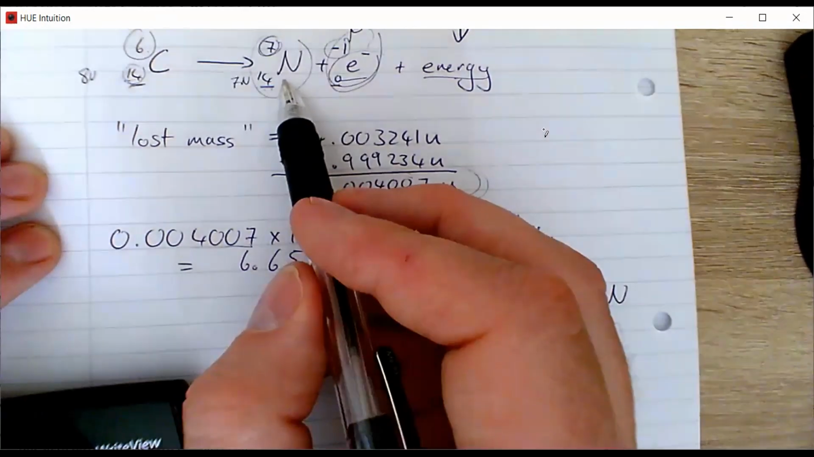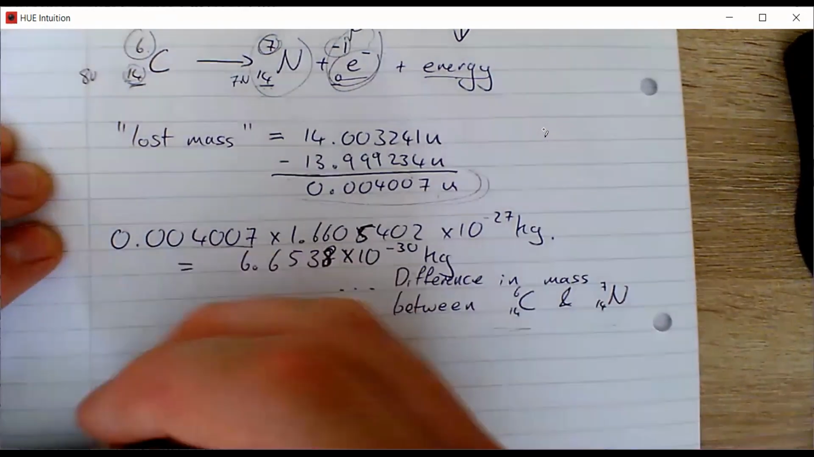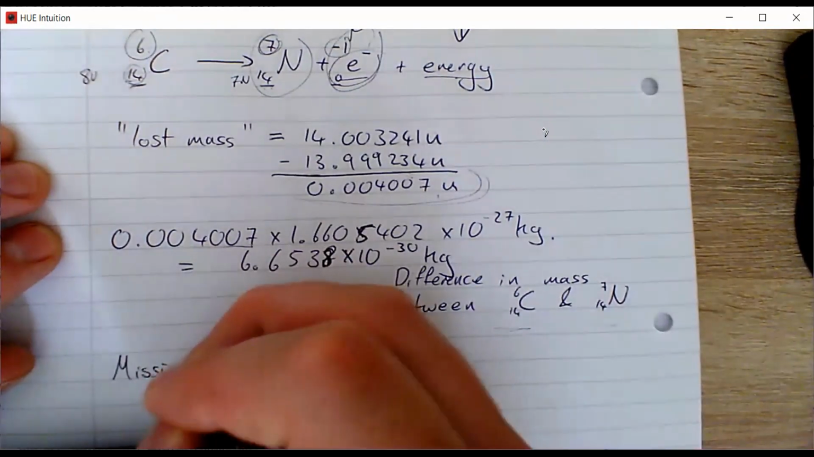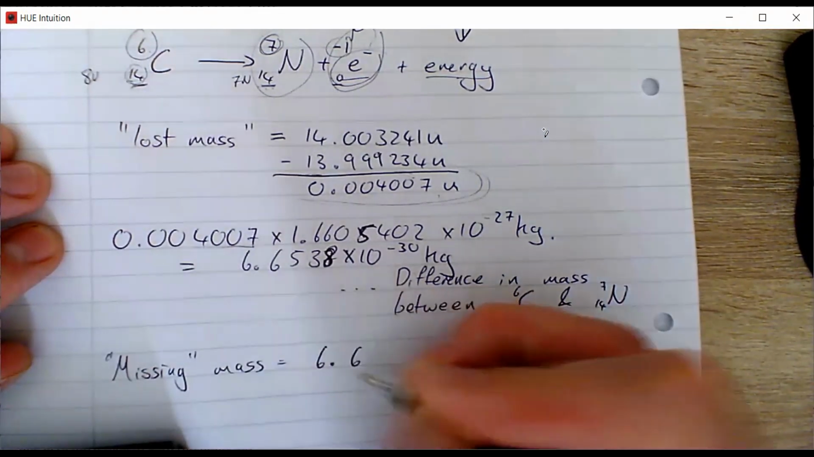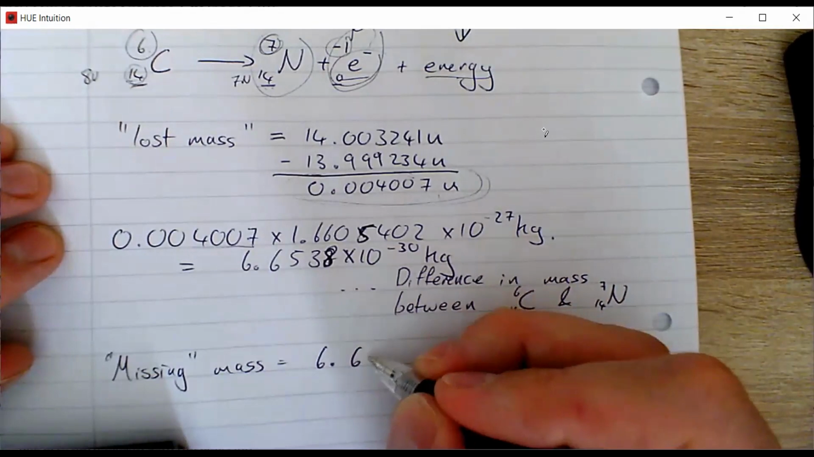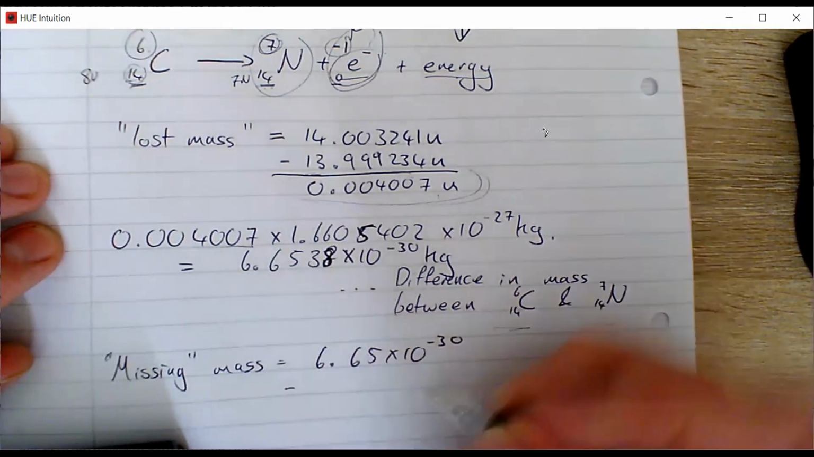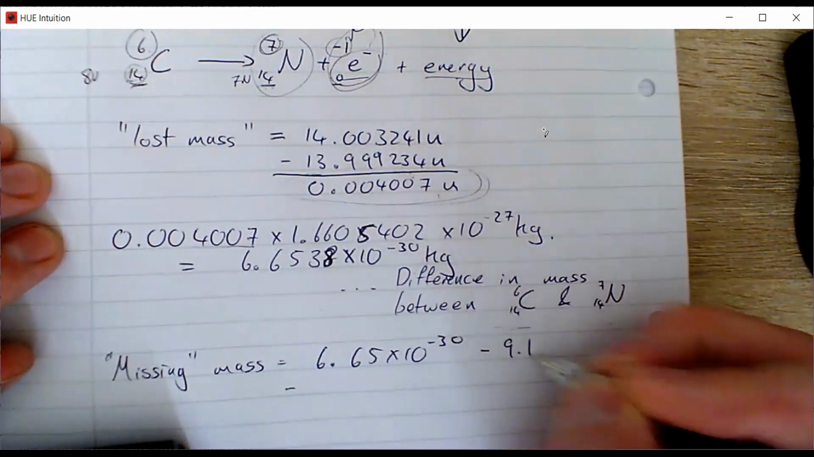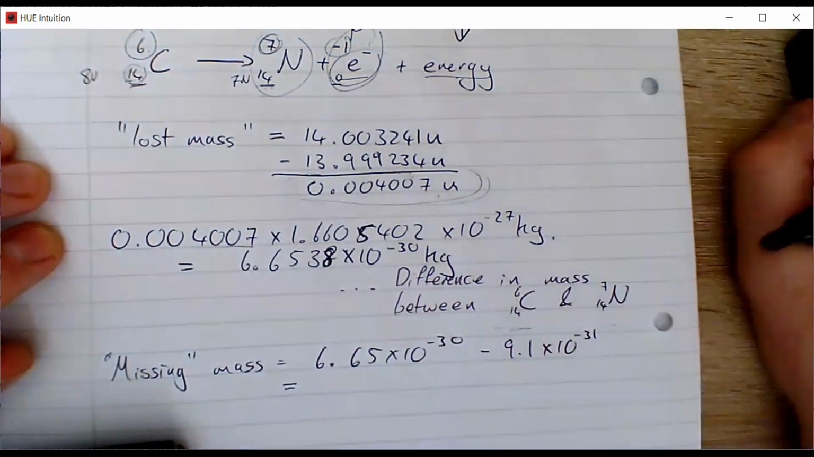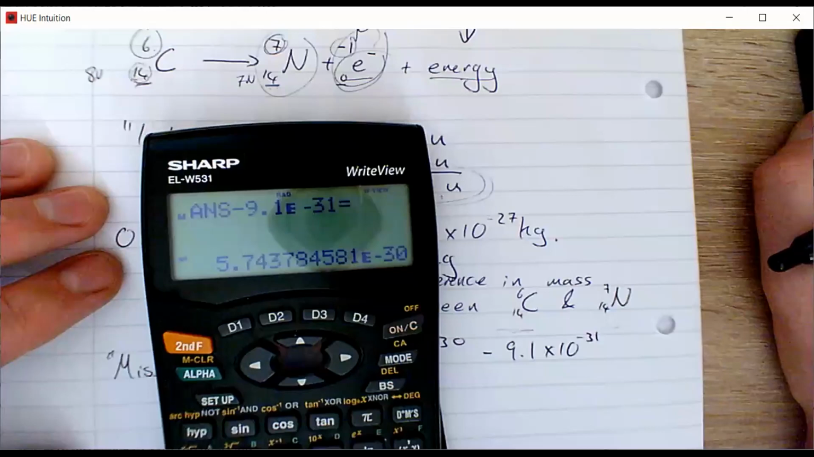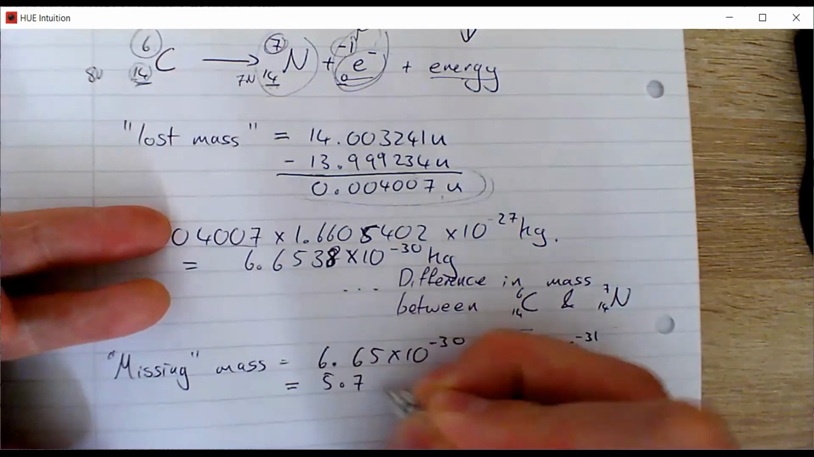Now, that's not the only thing that's changed. We have to account for our beta particle as well. So the missing, in inverted commas, mass is going to be, I'm going to change that to 6.65 times 10 to the minus 30, minus the mass of the electron, which is 9.1 times 10 to the minus 31. And what's that going to give us? You see it there, 5.7 times 10 to the minus 30. So that's our missing mass.